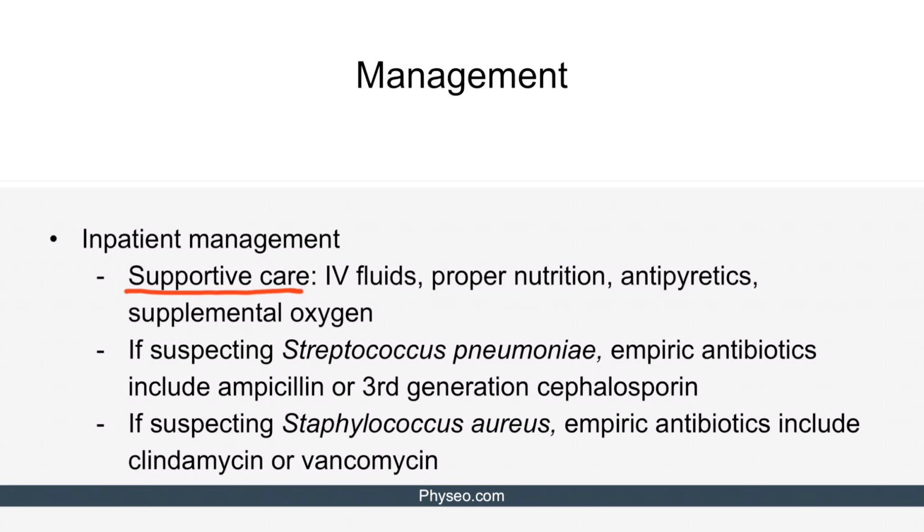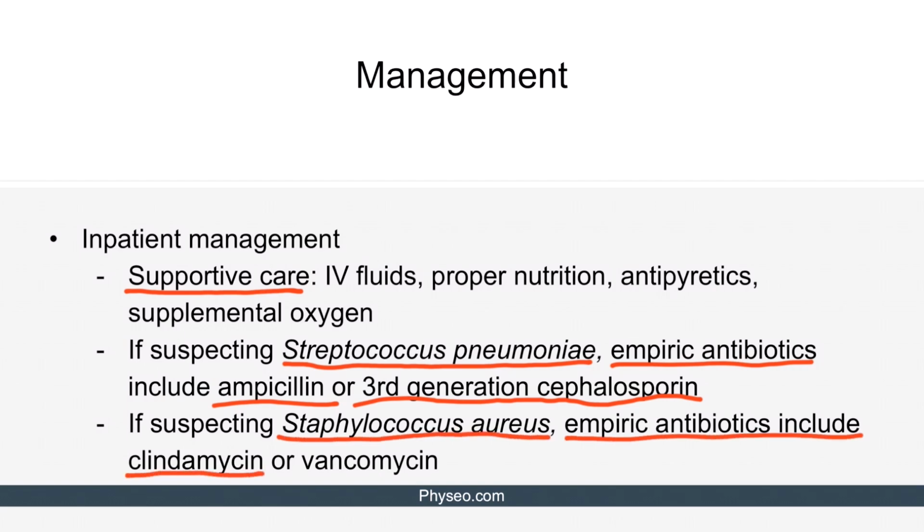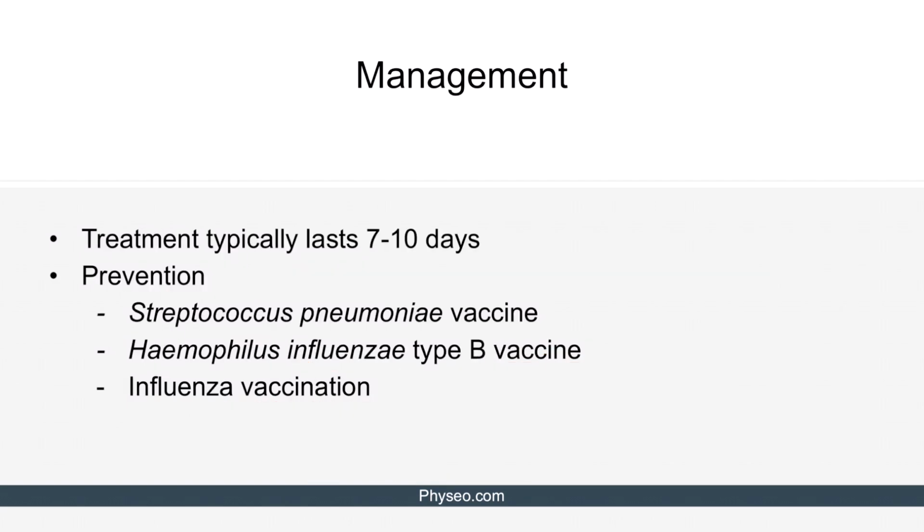If the suspected etiology is Strep pneumoniae, empiric antibiotics include ampicillin or a third-generation cephalosporin. However, if the suspected etiology is Staph aureus, empiric antibiotics include clindamycin or vancomycin. The treatment for pneumonia will typically last for 7 to 10 days.